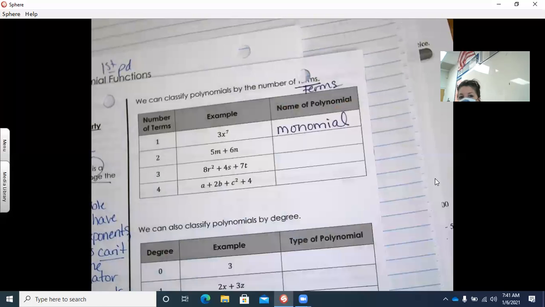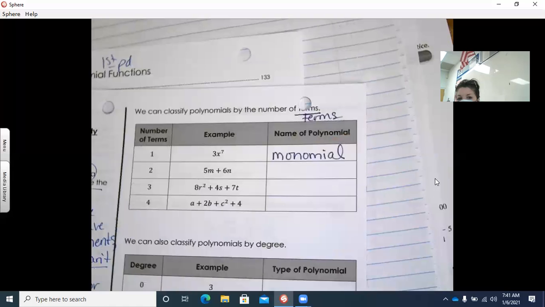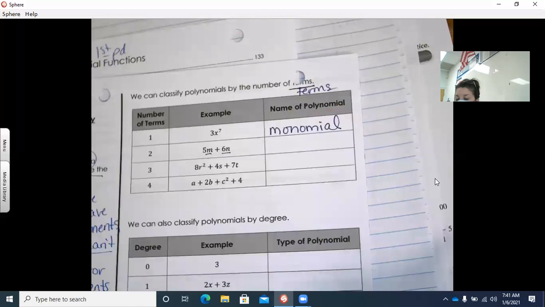Then we have two terms, 5m plus 6n. 5m is a term, 6n is a term. Any idea what we call that? Binomial.